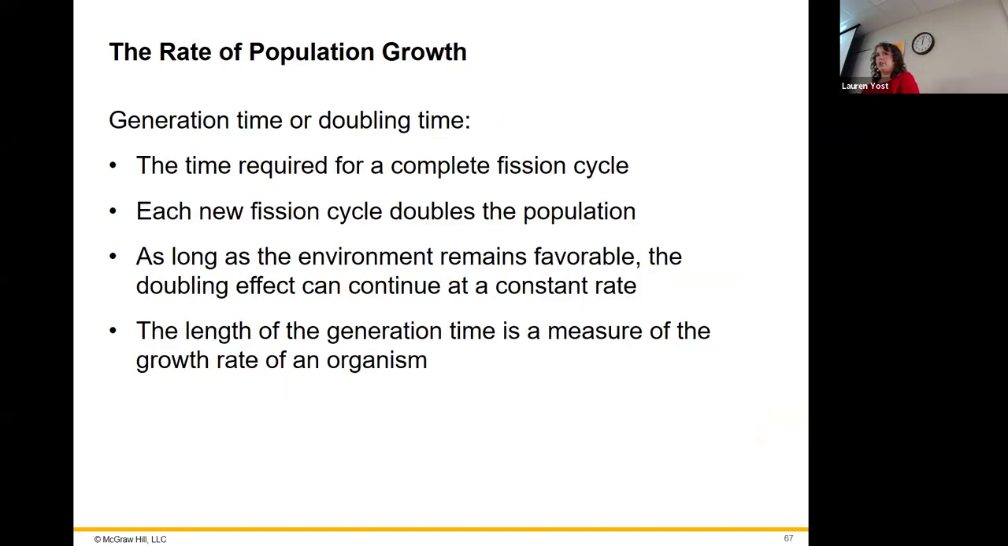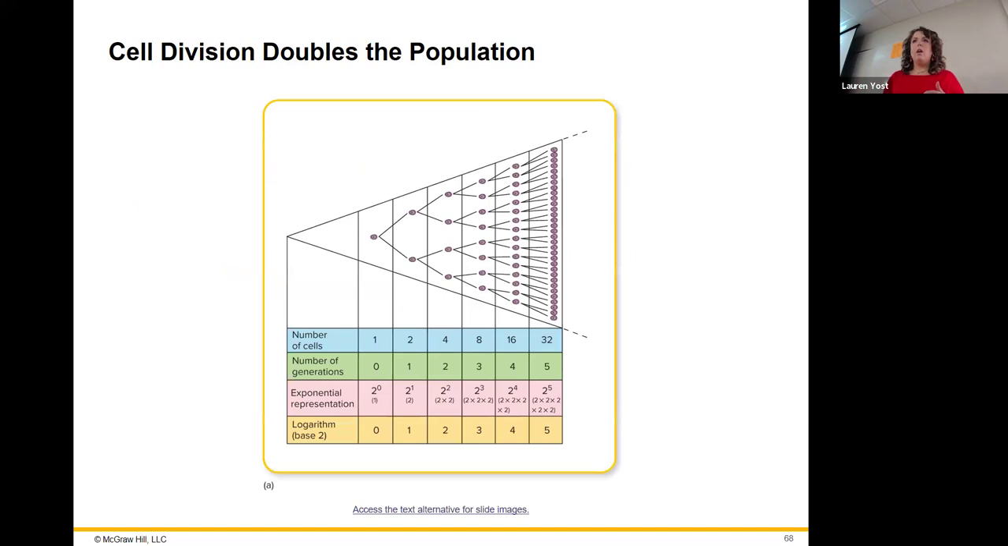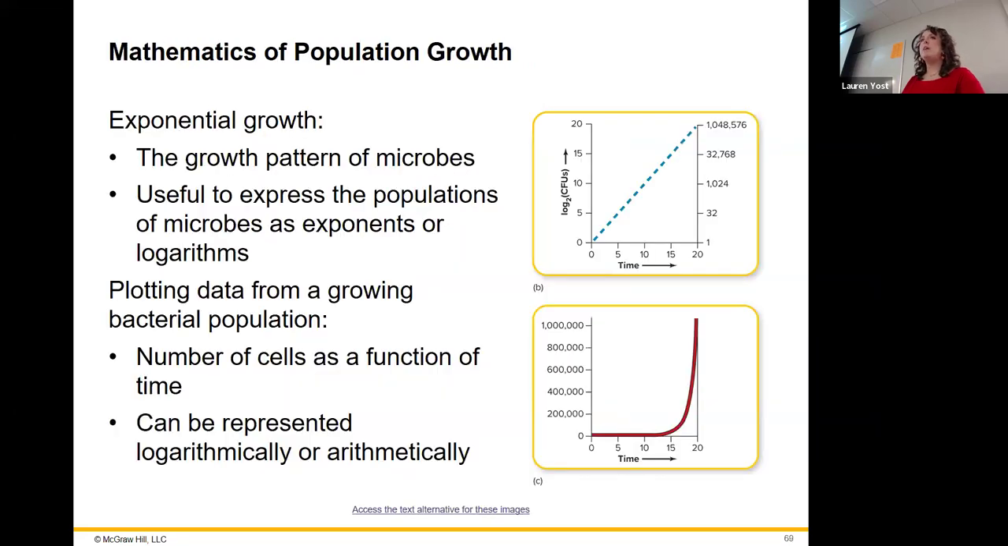So you can always measure a generation time, like I'm saying here, doubling time, going from one cell to two cells. How long is that going to take that organism, for example? So each new fission cycle doubles the population. Going from one cell to two cells is one cycle. Going from two cells to four cells is the next cycle, and so on and so forth. Each cycle doubling it. So it's exponential, just like we were talking about with PCR, right? They're PCRing themselves, if you will. So it leads to exponential growth.